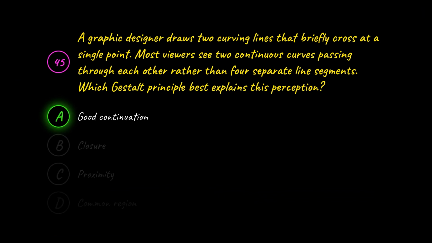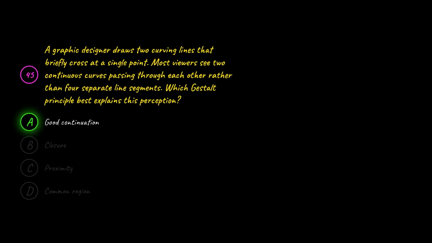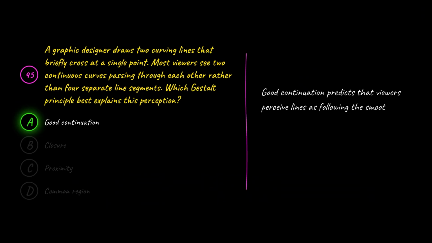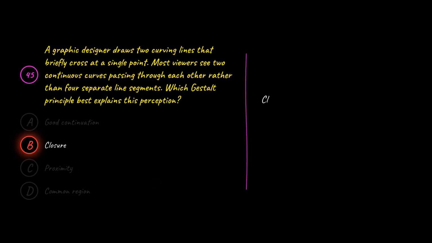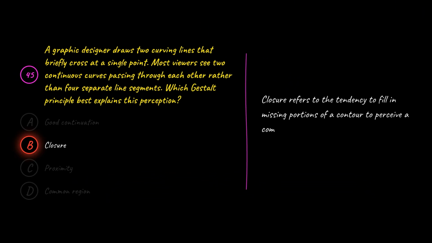The correct answer is A. Good continuation. A is correct because good continuation predicts that viewers perceive lines as following the smoothest, most continuous path, leading them to see two curves crossing rather than four separate segments. B is wrong because closure refers to the tendency to fill in missing portions of a contour to perceive a complete shape, a related but distinct principle.